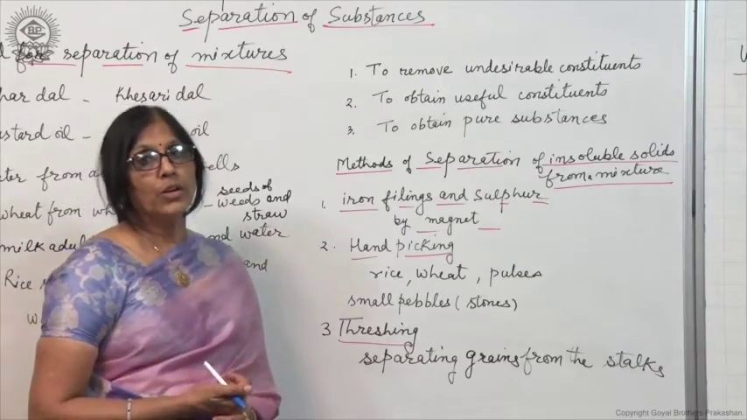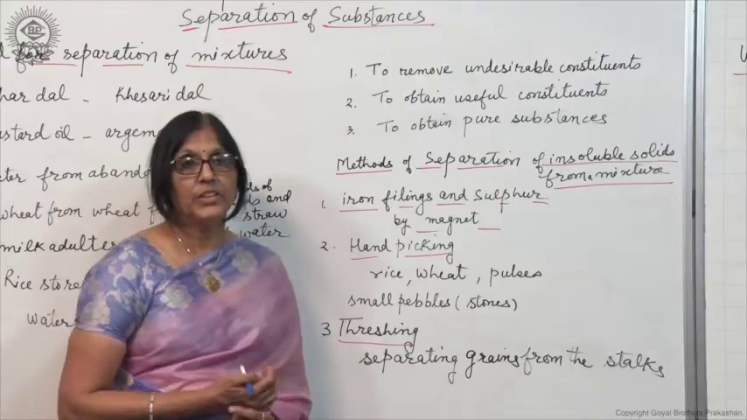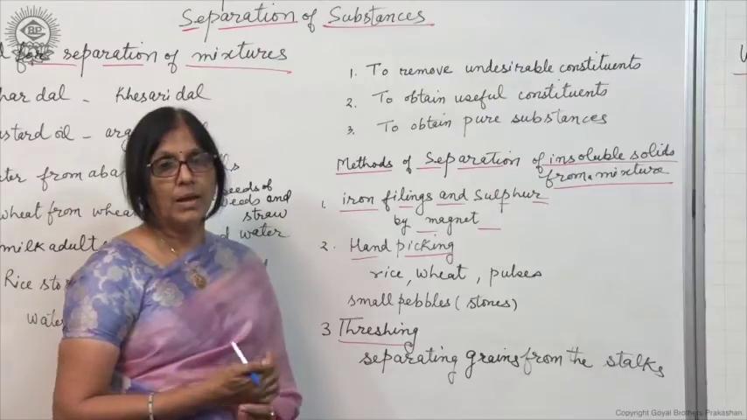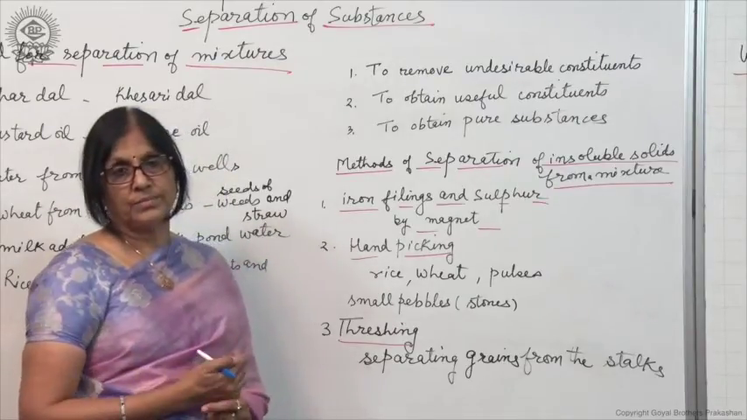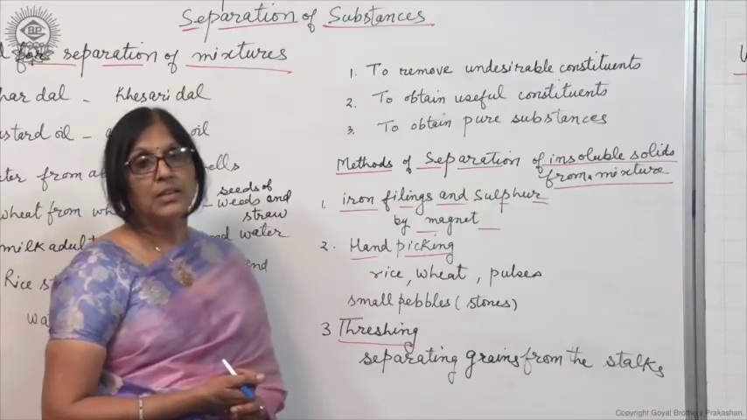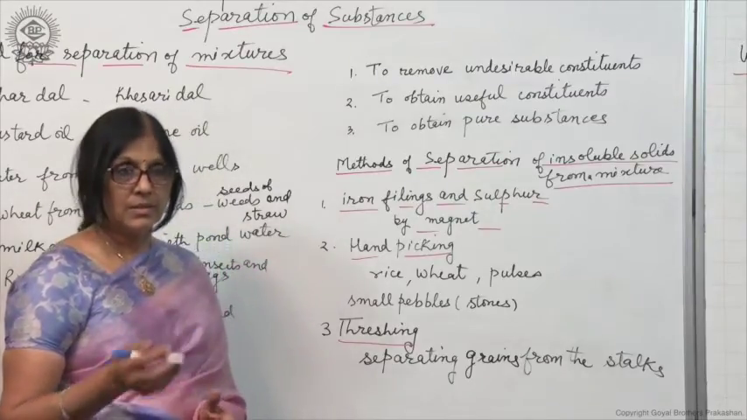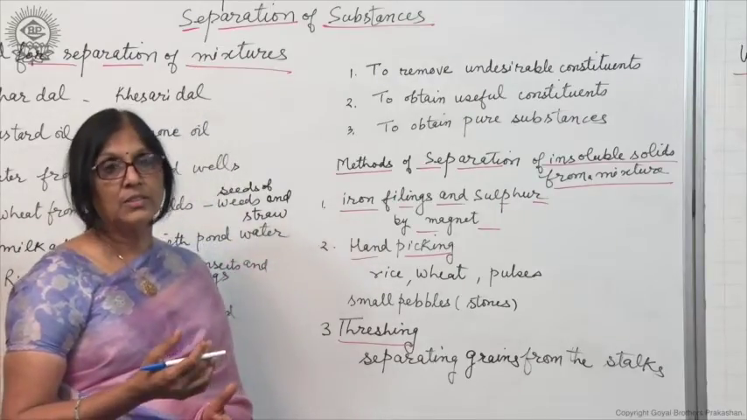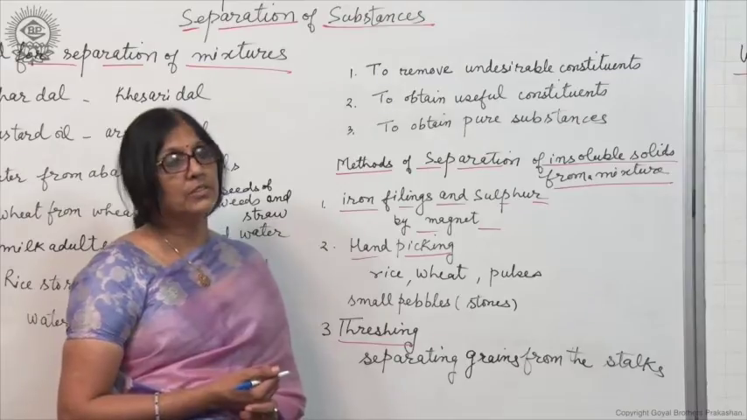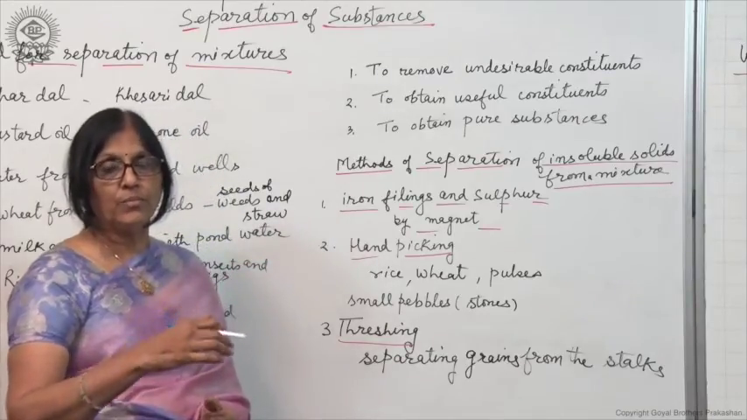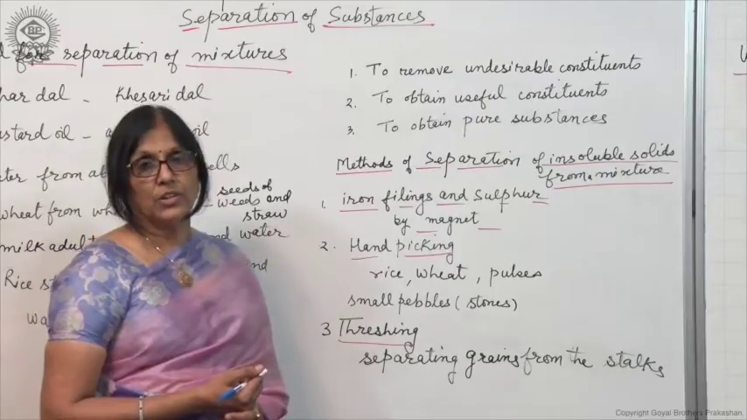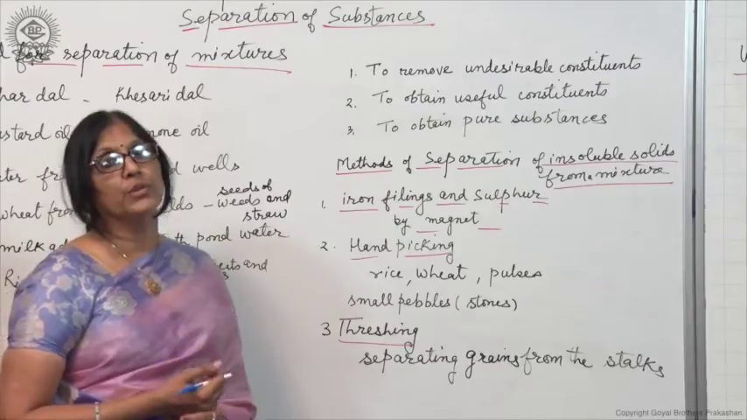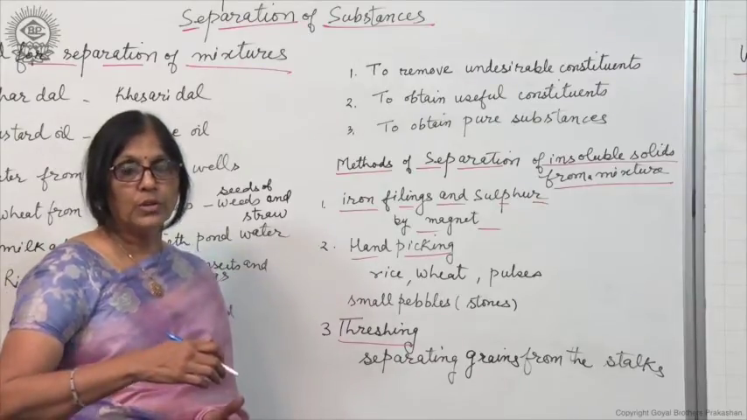Now you can also perform an activity. If you buy some wheat from your market and spread it over a white cloth, see what all things are present in there in addition to the wheat grains. You will find certain stones and certain other things different than the wheat grains. Try to separate wheat grains from all the stones and other things which are not required, which are not useful. So you will come to know how hand picking can be used to separate the useful constituents from the useless constituents.